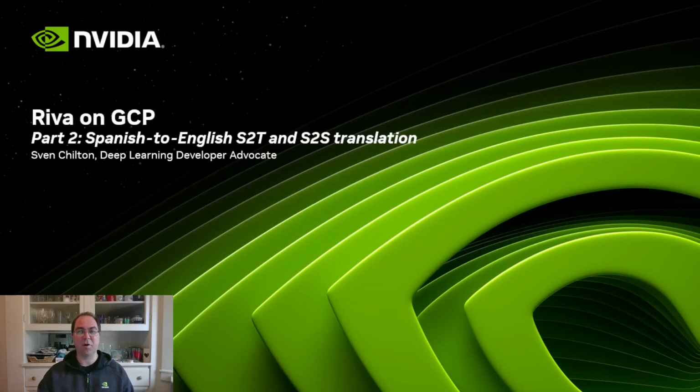In this second video on running Riva on GCP, we'll use a JupyterLab development environment on our VM instance to configure and launch the Riva server, then run Spanish to English speech to text and speech to speech translation.